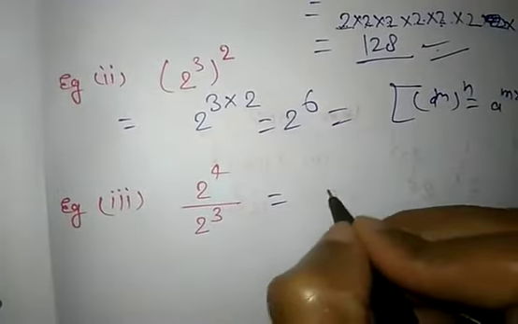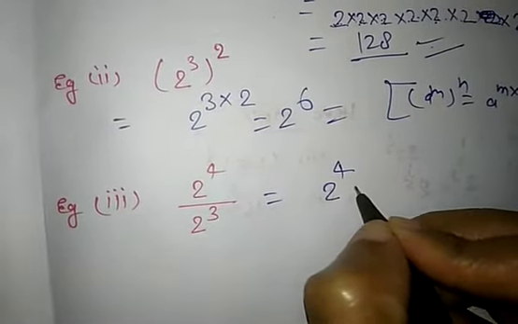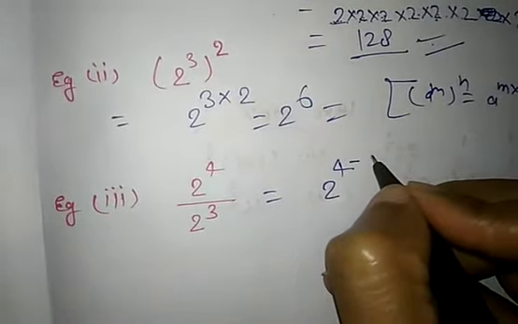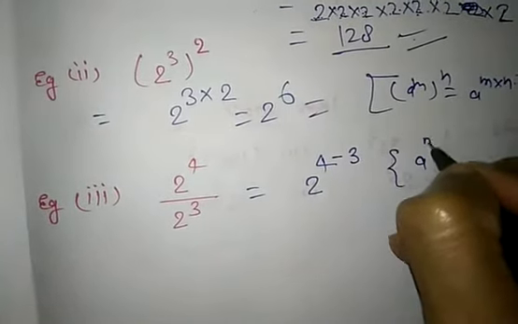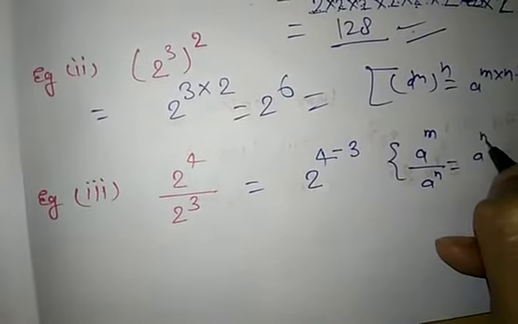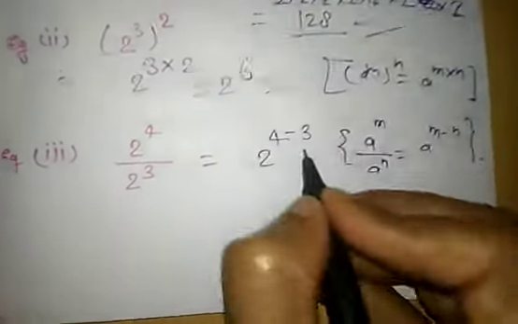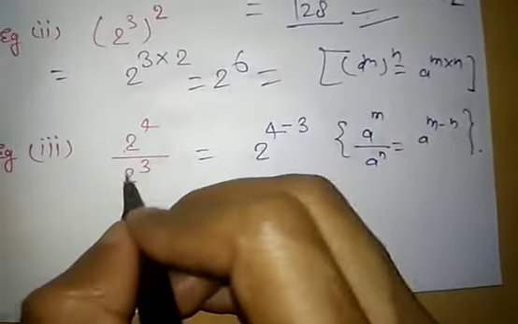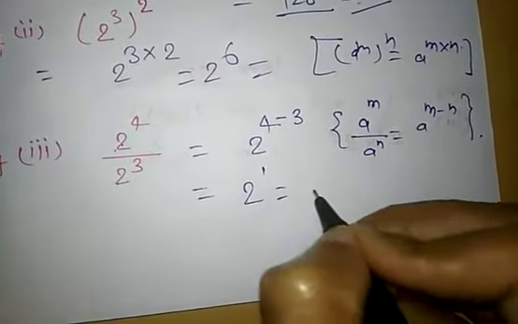For this, we can use 2 power 4 minus 3, applying the formula a power m by a power n is equal to a power m minus n. Why do we apply this formula? Because their base is same. So we get 2 power 1, that means 2.